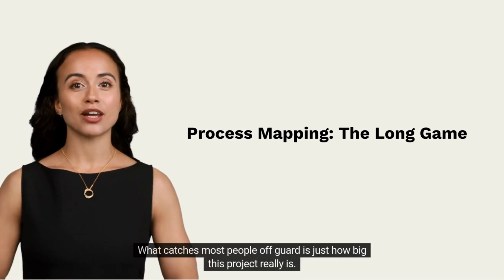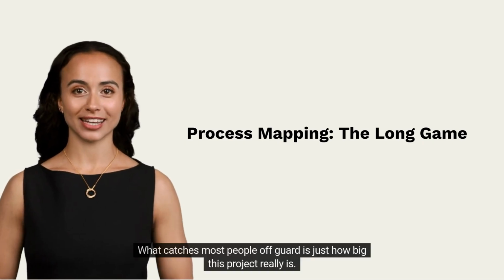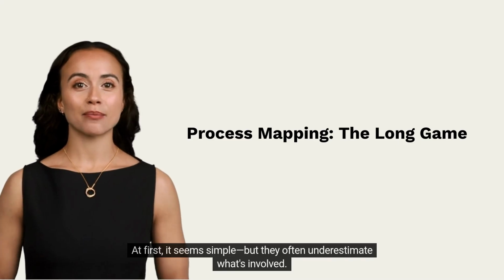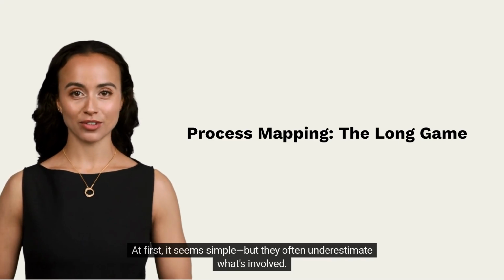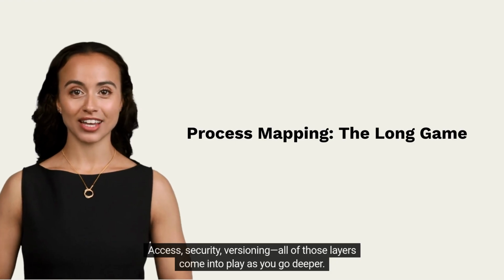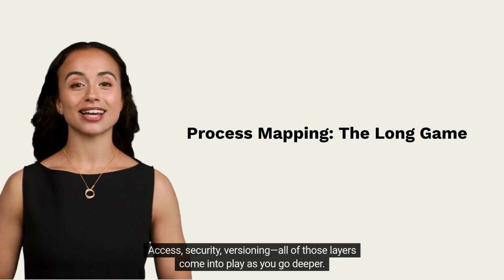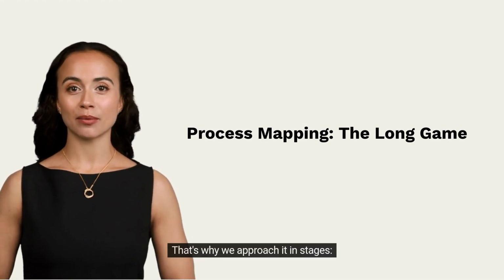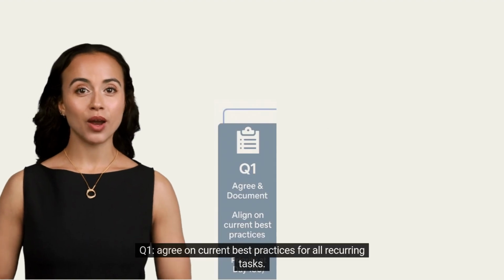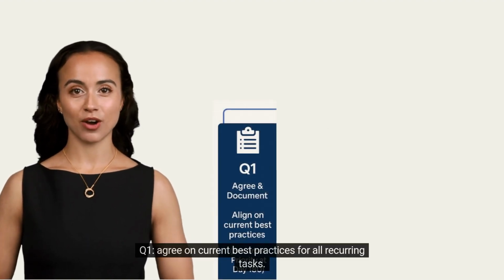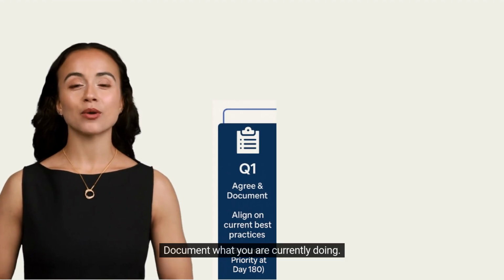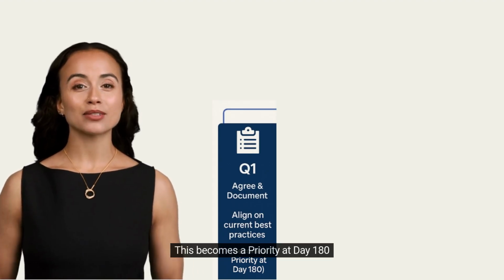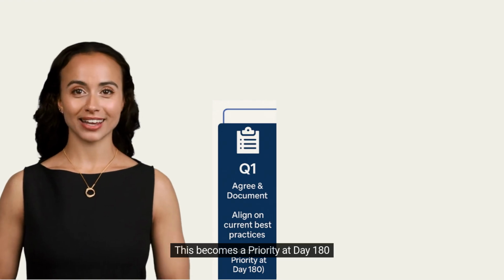What catches most people off guard is just how big this project really is. At first it seems simple, but they often underestimate what's involved. Access, security, versioning, all of those layers come into play as you go deeper. That's why we approach it in stages. Q1. Agree on current best practices for all recurring tasks. Document what you are currently doing. This becomes a priority at day 180.